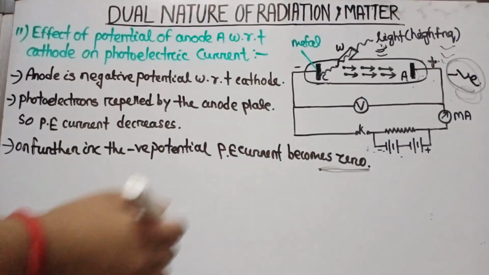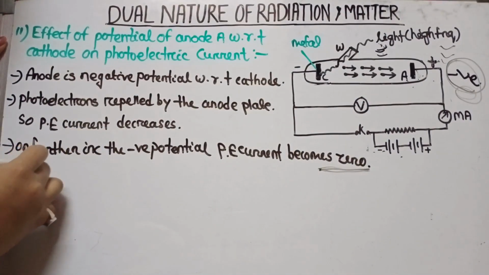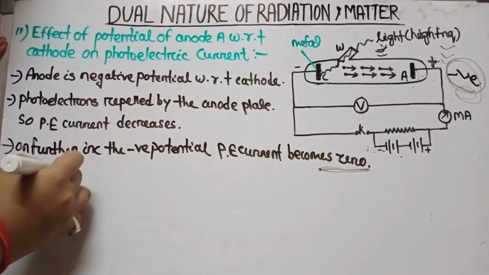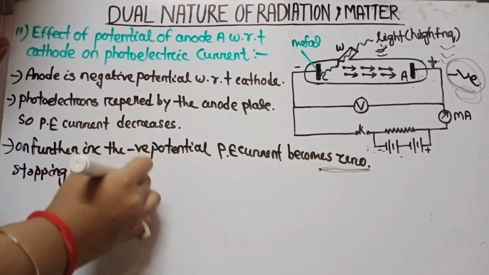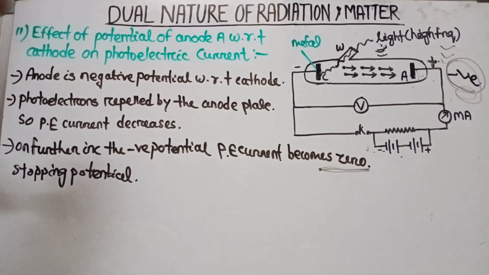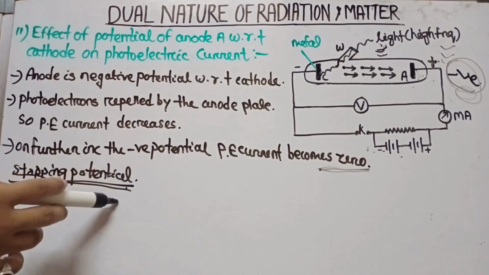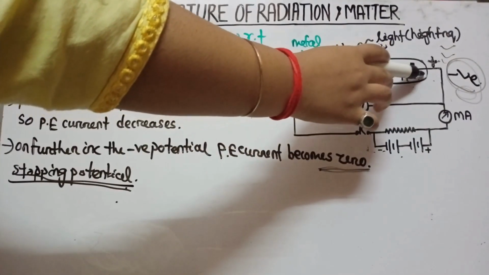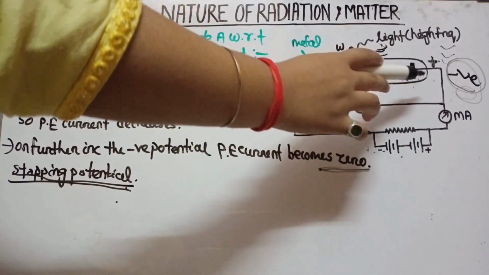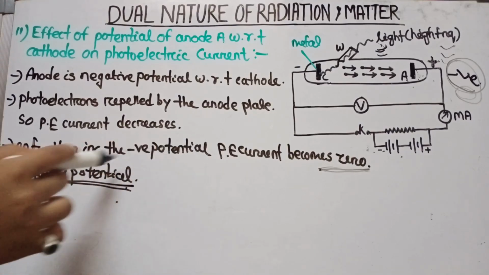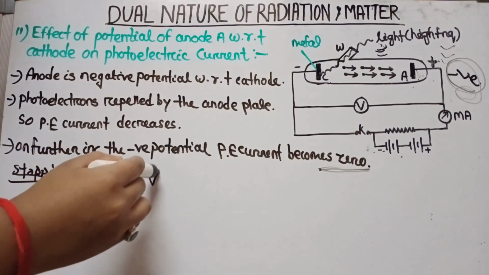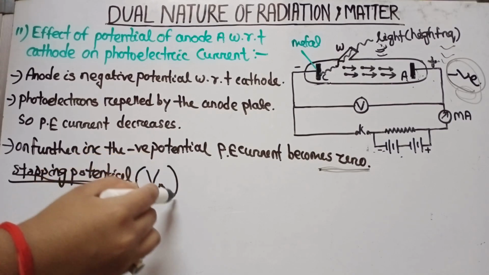Okay. So that potential is known as stopping potential. As we draw the graph on it, you will be clear about the saturation current and stopping potential. So what do we mean by stopping potential? The minimum potential of the anode plate by which the photoelectric current becomes zero is known as stopping potential, and that is denoted by V0.